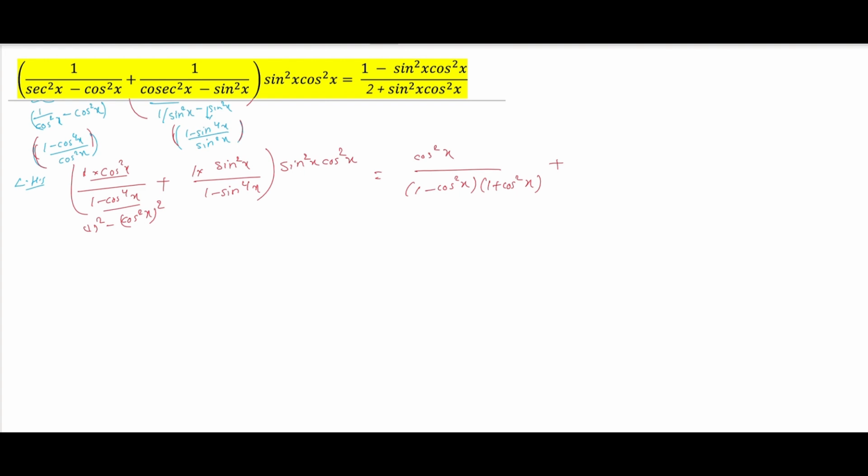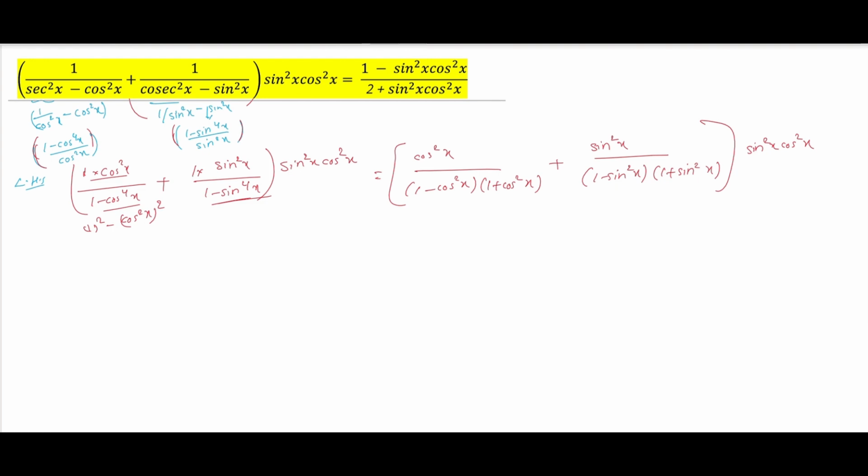Plus, for this second term also, we are going to do the same. That is 1 into sin square is sin square in the numerator upon, for the denominator, again a square minus b square. That is 1 minus sin square x into 1 plus sin square x. And for this entire thing, we have this sin square x into cos square x here.